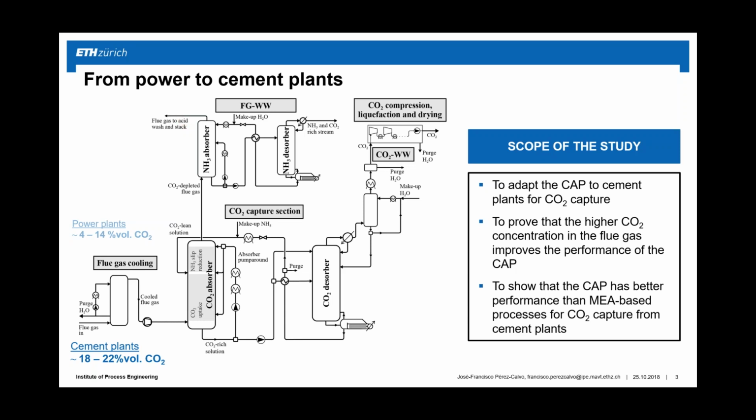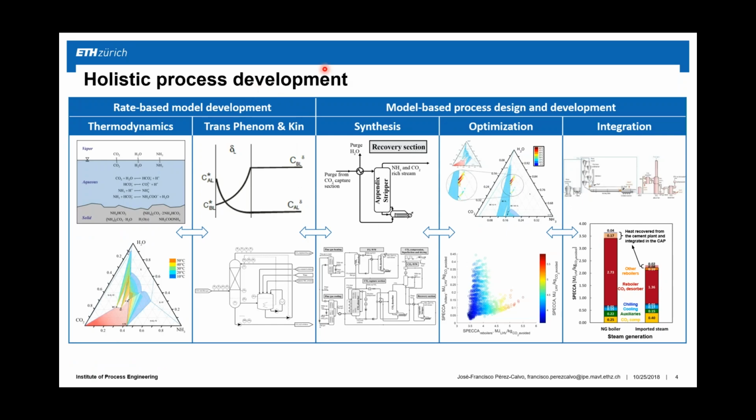To do that, we have followed a holistic process development in which we first developed a rate-based model on the grounds of pilot plant tests performed using flue gas specifications typical of the cement plant. With this rate-based model, we perform a model-based process design and development, considering the synthesis of the process, the optimization of the process to minimize the energy consumption, and the integration with the cement plant.